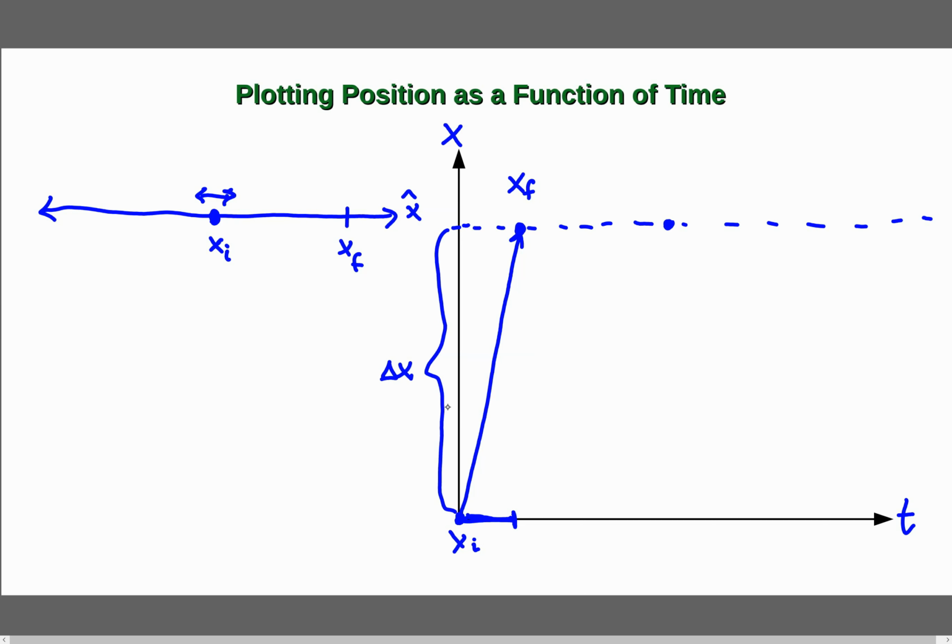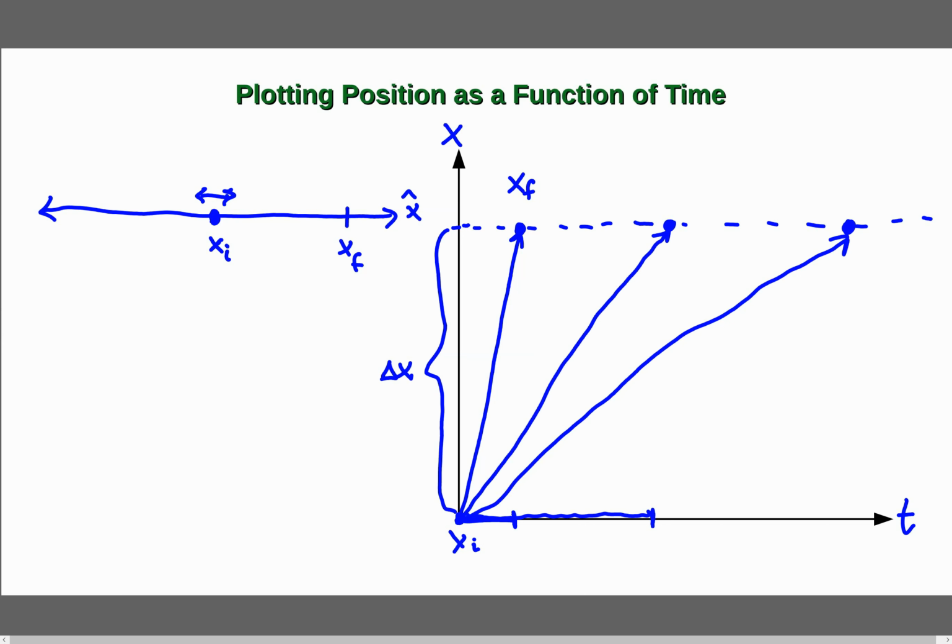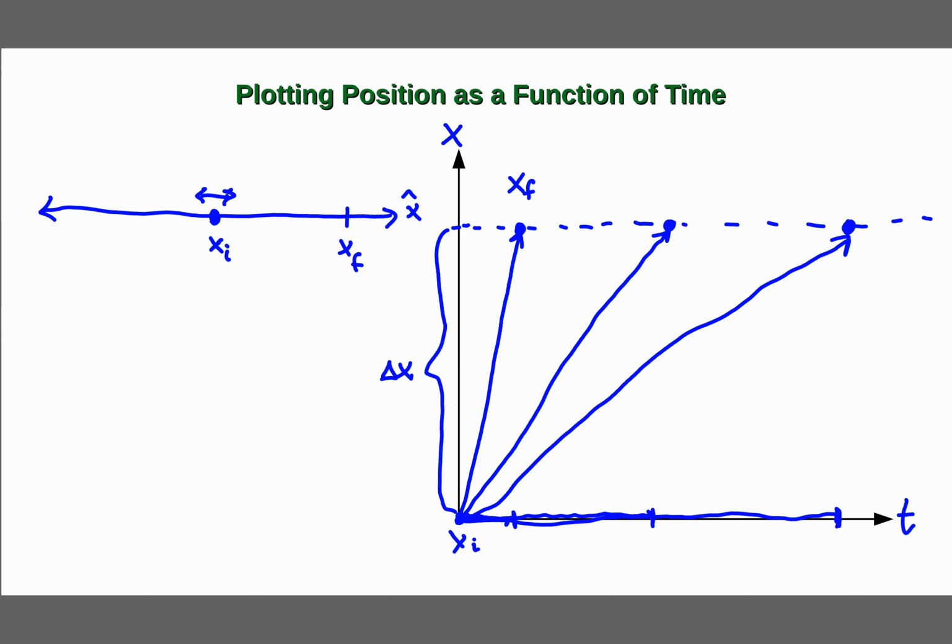And you can see if I put this point out here, I've covered the same distance, delta x, but now I've covered it in even more time. And you can see if I put the point even further out here, I've still, again, covered the same distance, delta x, but now I've covered it in even more time. So what's going on here? You can see that as I move this point out to the right, the slope of these lines is changing, right?